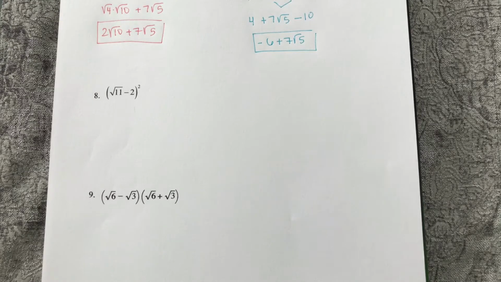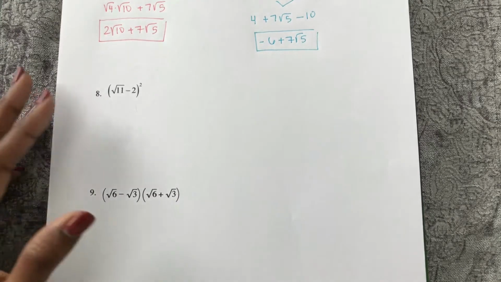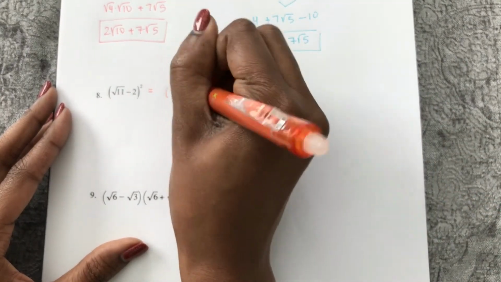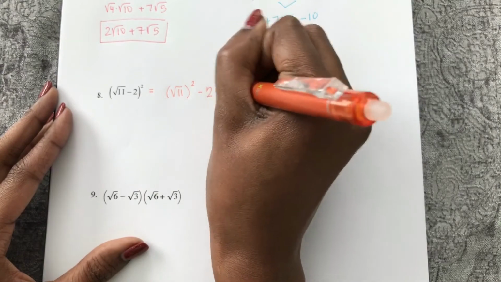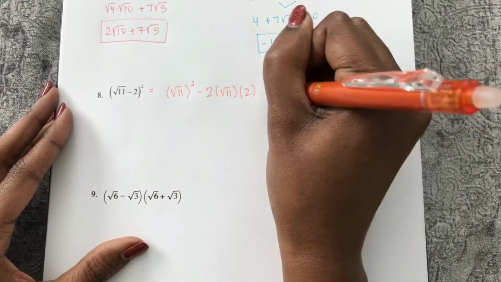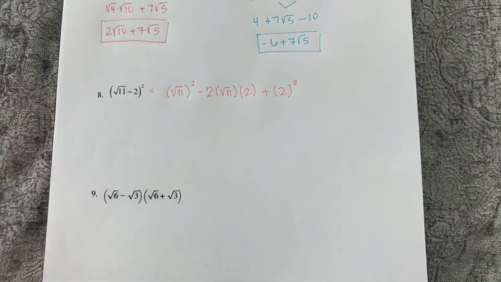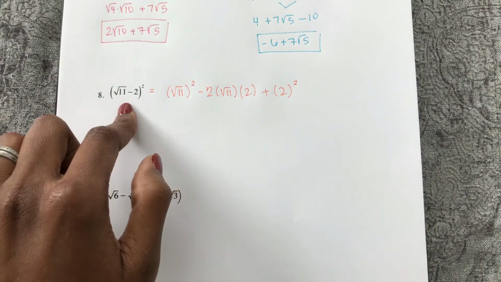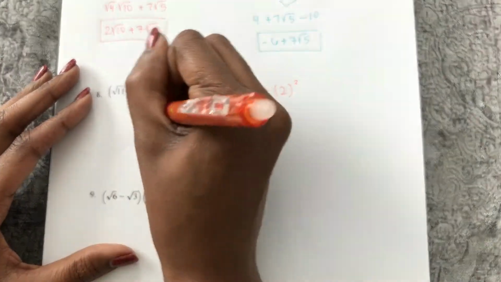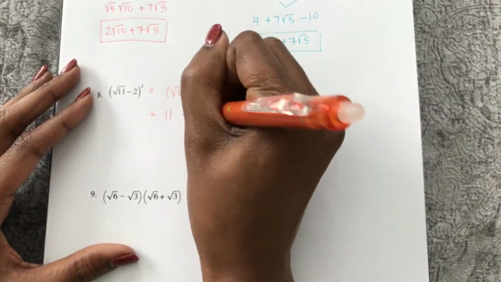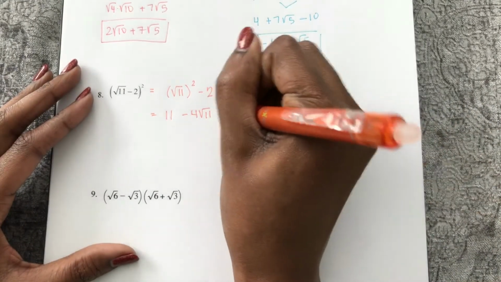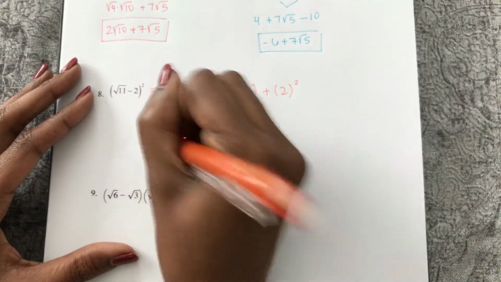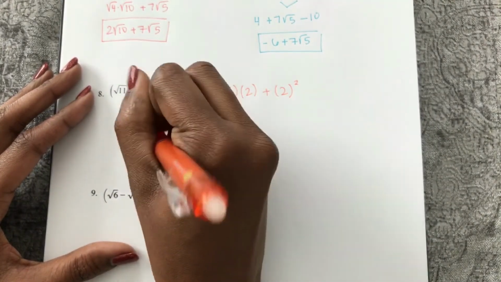So now moving on to 8 and 9, these are some special patterns that we practiced in 8-4, how to multiply, but now we're adding in radicals. So I know this one is going to be square root of 11 squared minus 2 times square root of 11 times 2 plus 2 squared. Now notice I'm using my pattern here. You also could have written this twice and FOILed. So square root of 11 squared is 11 minus 4 square root of 11 plus 4. And 11 plus 4 is 15 minus 4 square root 11.